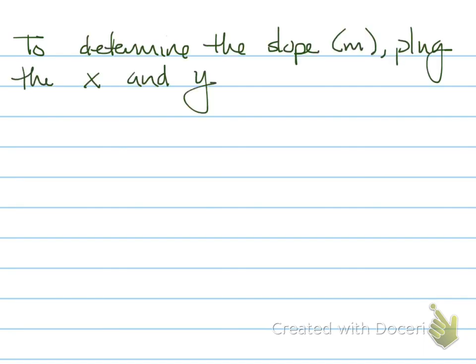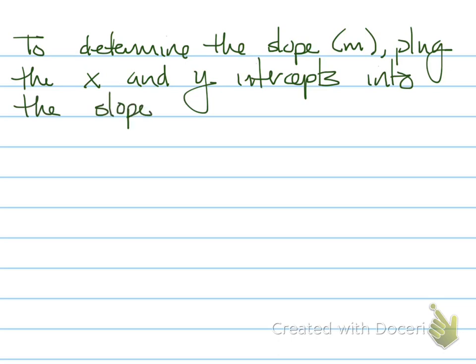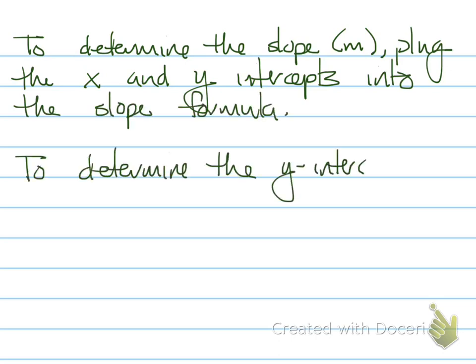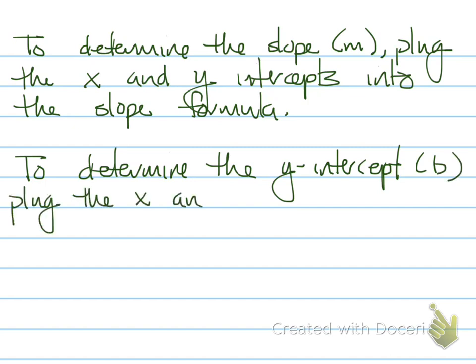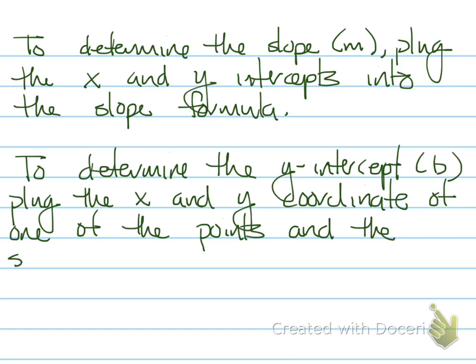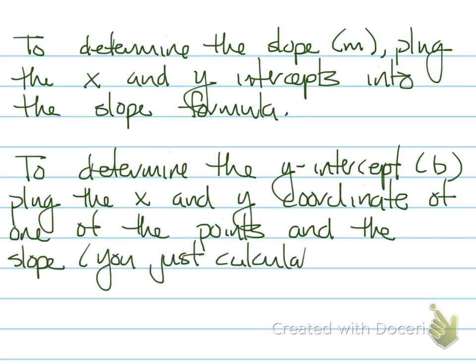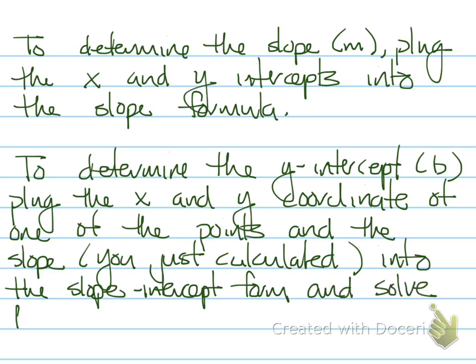Again, to determine the slope, we're going to plug in the x and the y coordinates into the slope formula. And then to determine the y-intercept, which is b, we're going to plug the x, the y, and the slope into the slope-intercept form of a linear equation and solve for b.